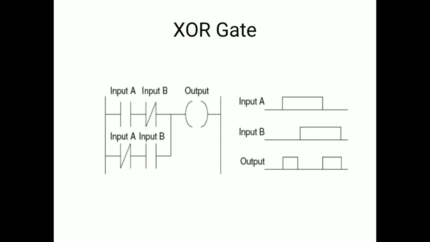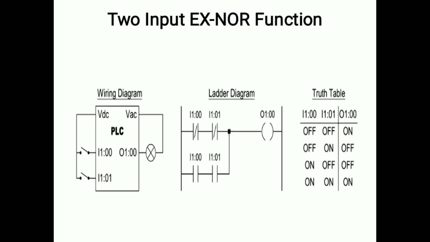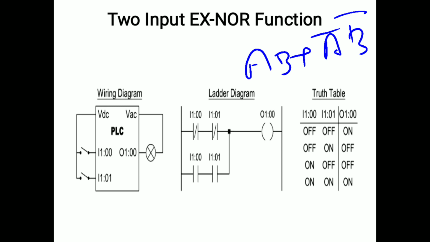We know the equation of the XOR gate is AB bar plus A bar B. This operation is represented here by input A normally closed and input B normally open switch, and similarly input A normally open and B normally closed, connected in parallel like this. Similarly, a two input XNOR gate can be represented by its equation AB plus A bar B bar. In this case we will have two normally closed switches and two normally open switches, connected in parallel to represent their OR operation.